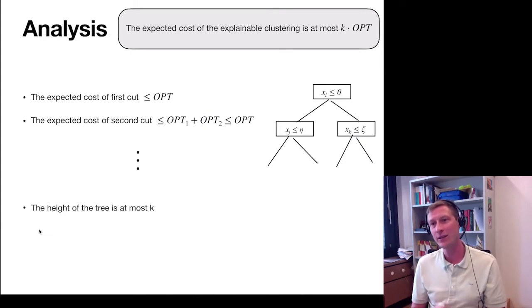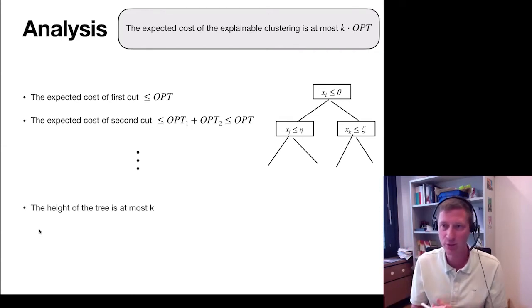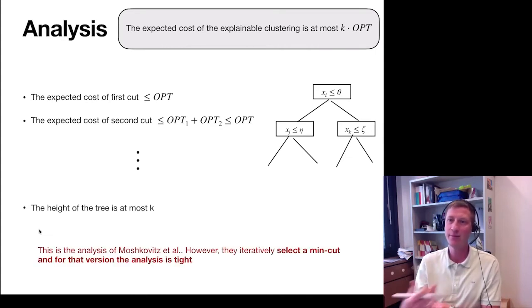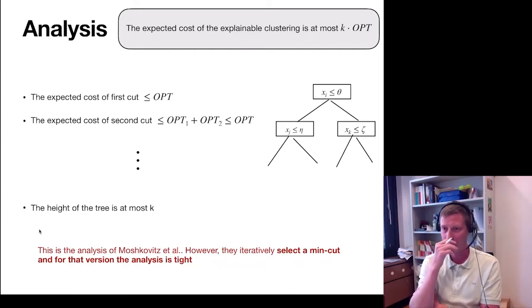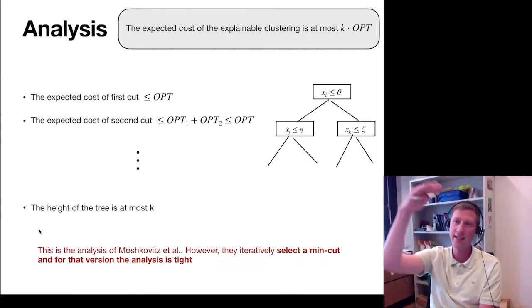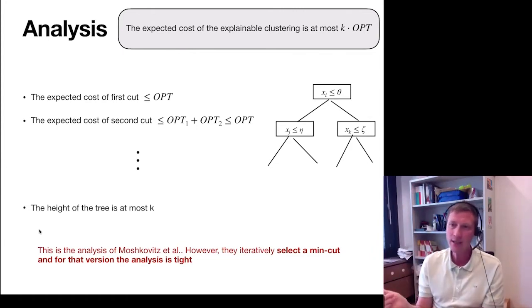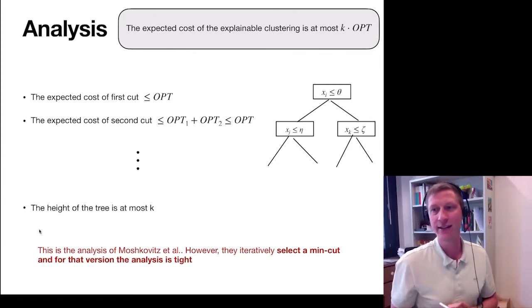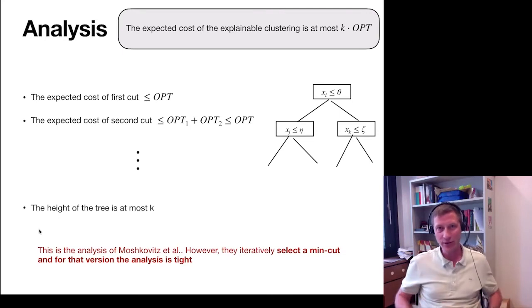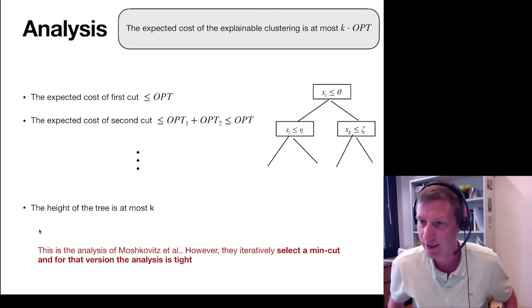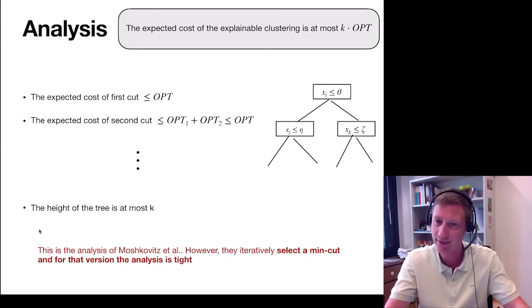So in fact, the expected cost will be the height of the tree times opt. And the height of the tree is at most k, because we had at most k reference centers. So this will be at most k. And this is basically the analysis of Moshkovitz et al. But they selected a min cut, and for that version the analysis is tight. So basically, you show that each level costs at most opt. I have at most height k, so I get k times opt. But now, between friends, and that was also our starting point, the intuition for why random cut: random cut also gives the same analysis as min cut.